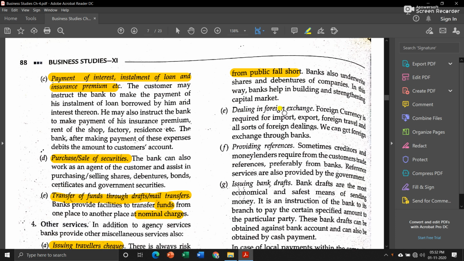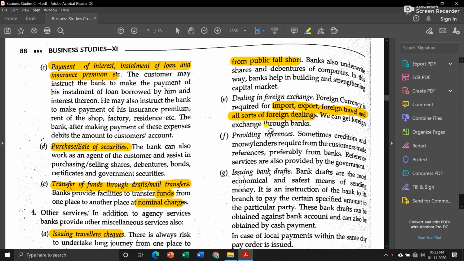The next is dealing in foreign exchange. Foreign currency is required for import, export, foreign travel and all sorts of foreign dealings. We can get foreign exchange through banks. Means if you want to convert your money for dealing with any other country's business, then you can go to the bank and you can convert your currency.